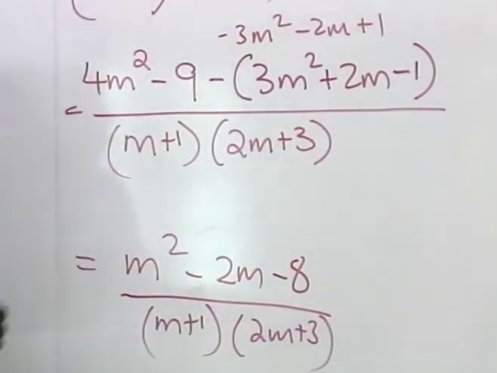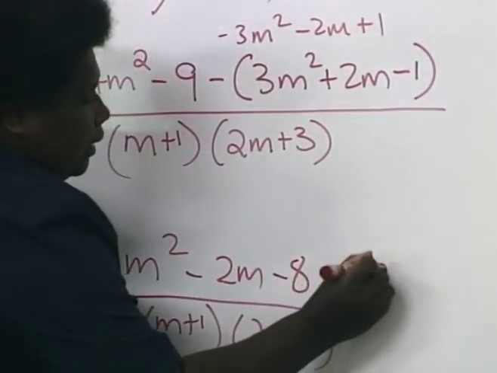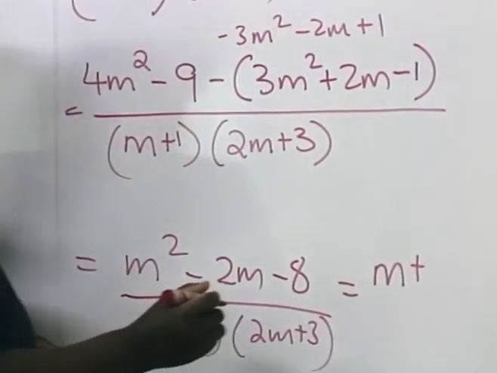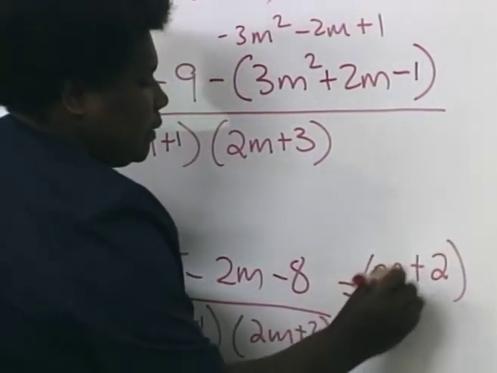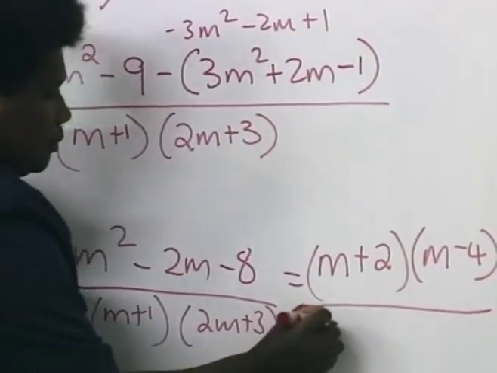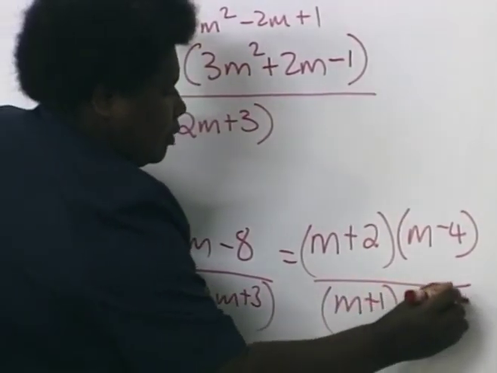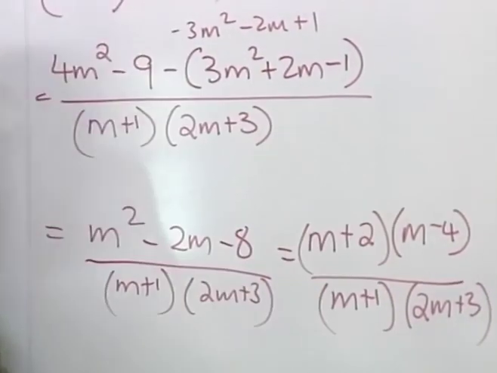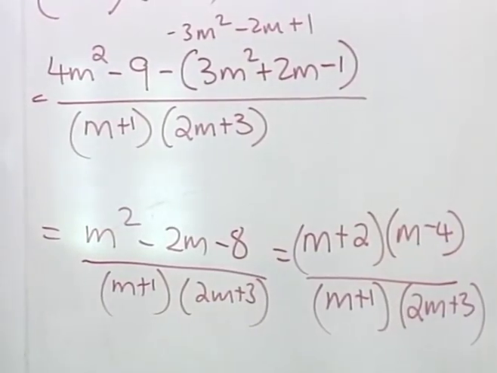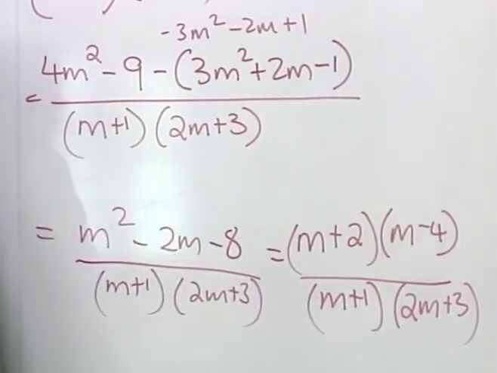If you've got it to this point, it's also correct. But you can factorize this as m plus 2 times m minus 4. And that's the answer. So you actually don't need to factorize until you know you can cancel.